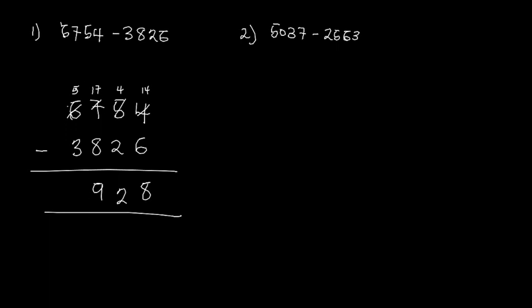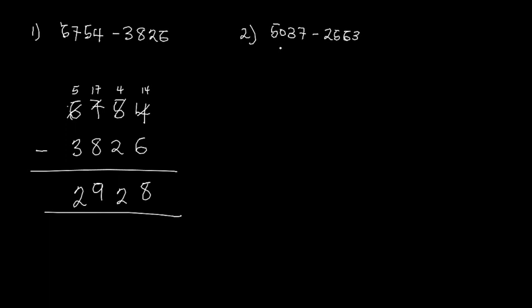So now I have 5 left over here. I have 3 over here. So 5 minus 3, that will give me 2. So my answer over here is 2,928.